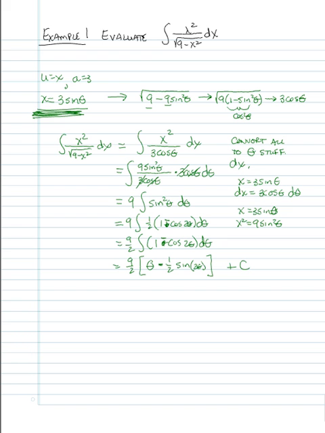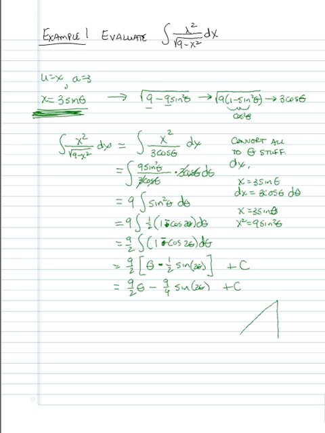Now, we're not quite finished, but let's distribute this 9/2. So we have 9/2 times theta minus 9/4 times the sine of 2 theta, plus our constant of integration. Now, here's the next part of the problem. We've got to go back to x's. I mean, our integral was about x's. So this is always going to be part of these problems.